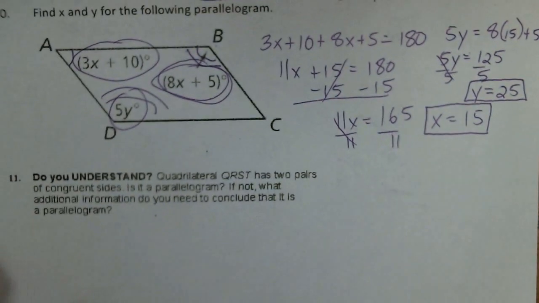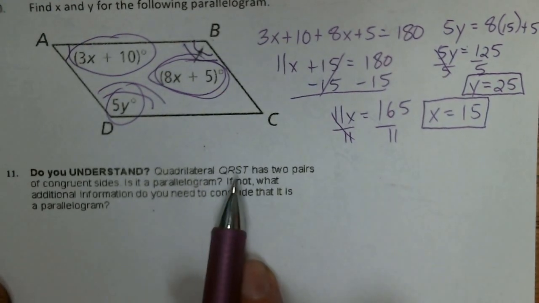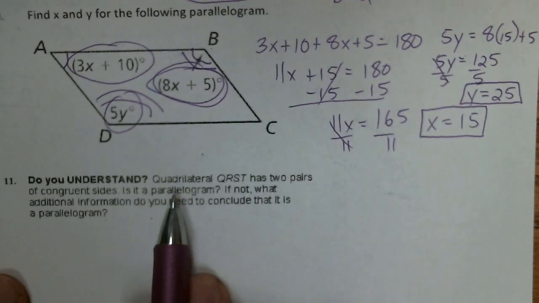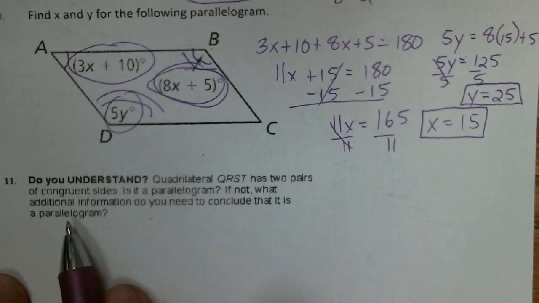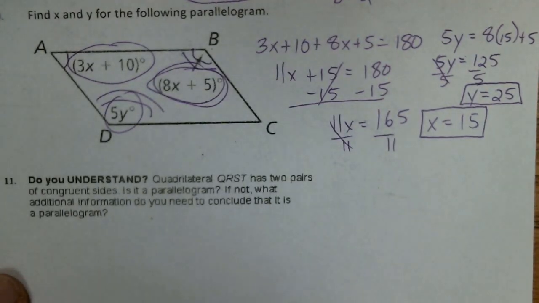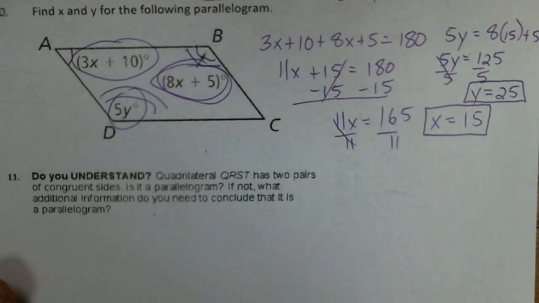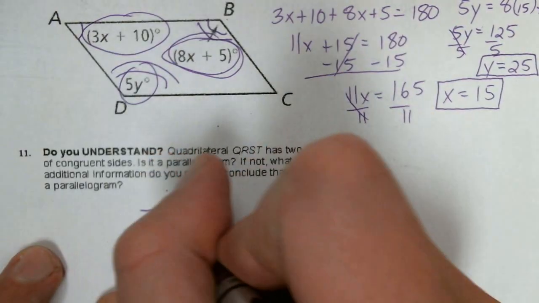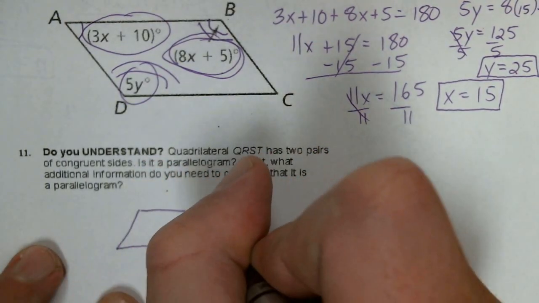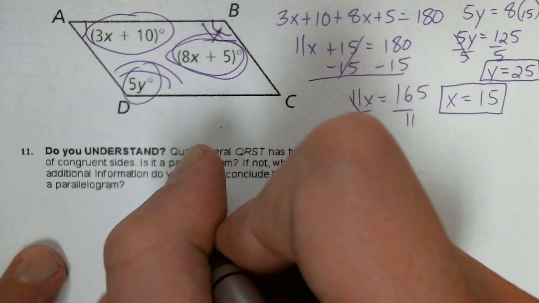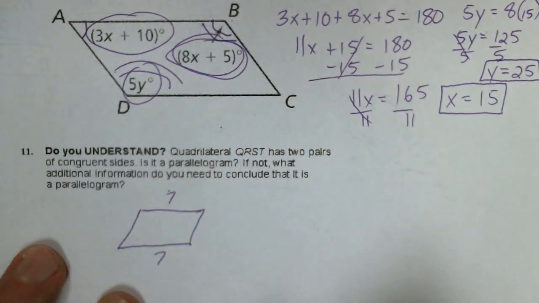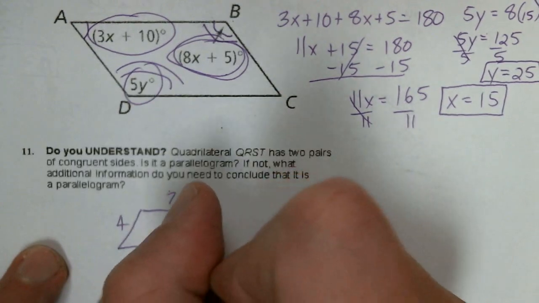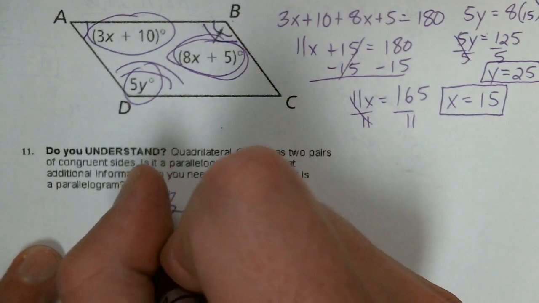Last one says quadrilateral QRST has two pairs of congruent sides. Is it a parallelogram? If not, what additional information do you need to conclude that it is a parallelogram? Two pairs of congruent sides. Well, that sounds like that's a parallelogram, right? If you tell me two pairs of congruent sides, you tell me that's a length of 7 and that's a length of 7. You tell me this is a length of 4 and that's a length of 4. Our theorems say, well, shoot, that's a parallelogram, right?